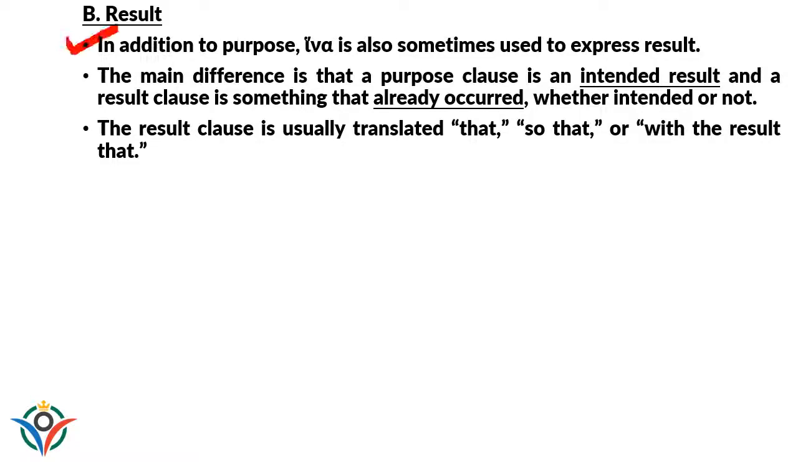Secondly, in addition to purpose, hina is also sometimes used to express result. So what is the difference between purpose and result? The main difference is that a purpose clause is an intended result, and a result clause is something that already occurred, whether intended or not. The result clause is usually translated that, so that, or with the result that.